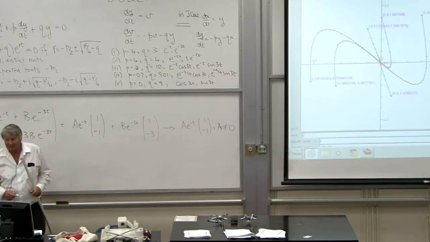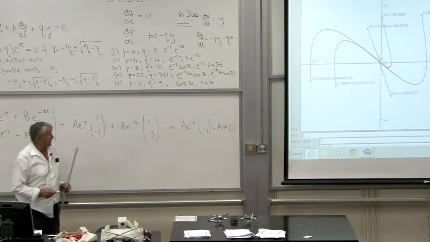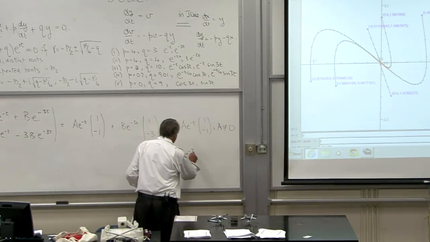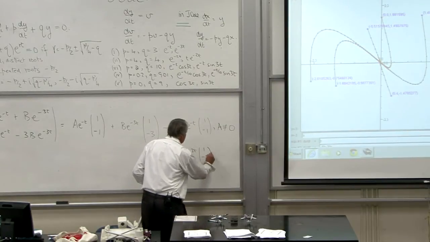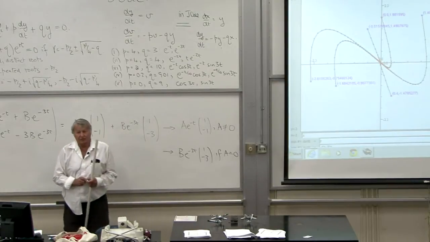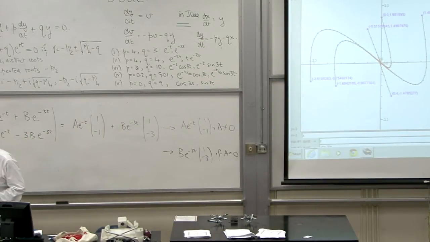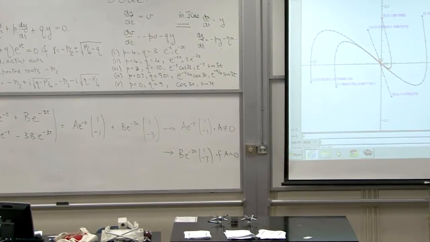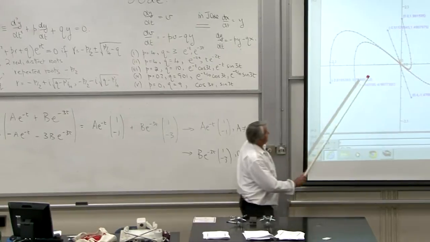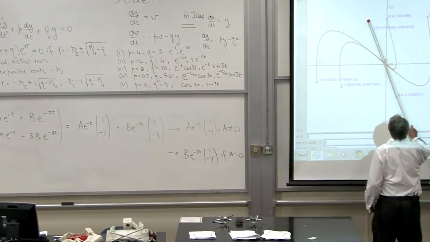When A is, you see, this tends to this as long as A is not 0. Okay? But what happens if A is 0? Then it'll tend to be e to the minus 3t, (1, -3), if A is 0. So you see, there's a very special class of initial conditions for which the coefficient A turns out to be 0. And they are exactly the initial conditions that lie along that direction.